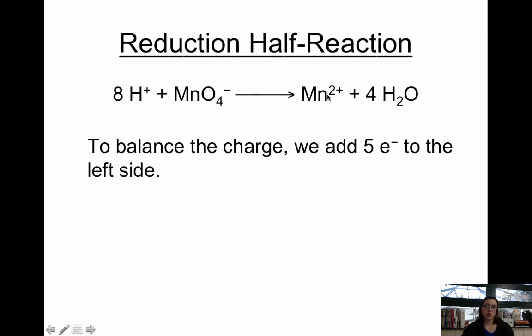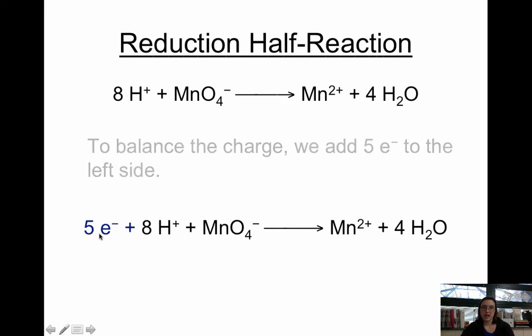So to balance the charge we need to add 5 electrons to the left hand side, because what that's going to allow us to do is now on the left side we have 8 minus 6. So we have +2 on the left, +2 on the right. So now we're balanced for charge.